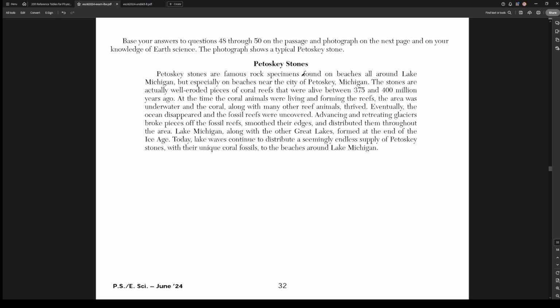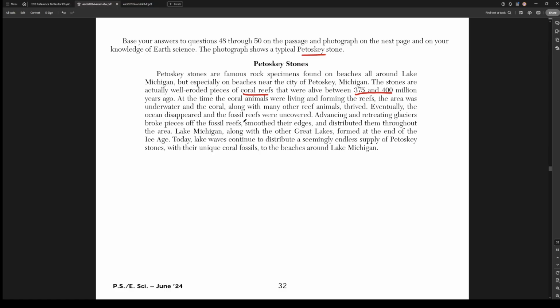Alright, let's see. So Petoskey stones. Petoskey stones are famous rock specimens found on all beaches of Lake Michigan, but especially on beaches near the city of Michigan. The stones are well-eroded pieces of coral reefs that were alive between this age. That might be important. Coral reefs, that might be important. At the time the coral animals were living and forming the reefs, the area was underwater and the coral, along with many reef animals, thrived.